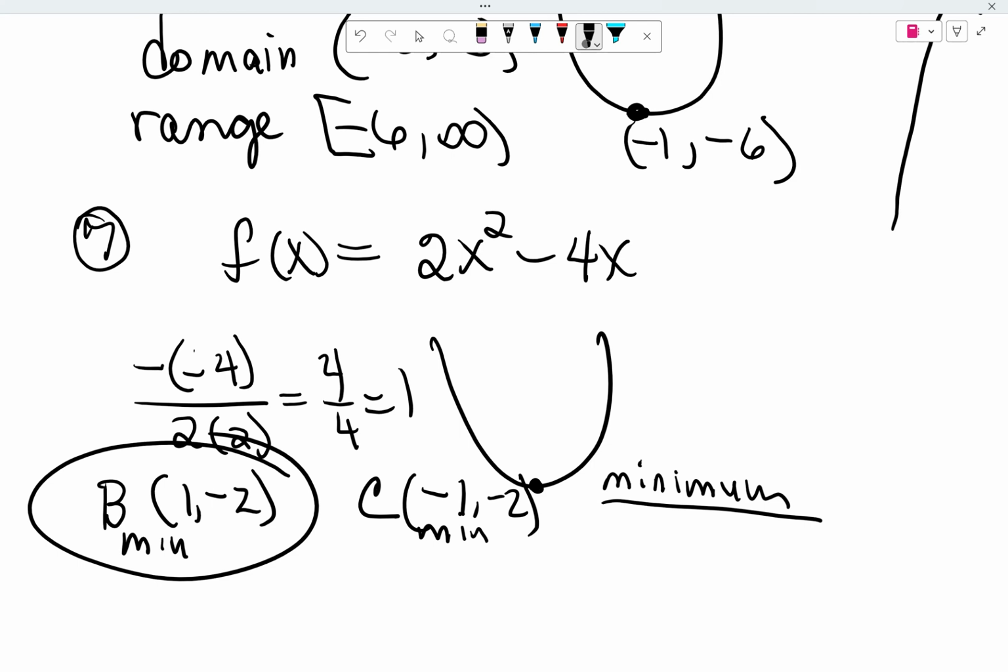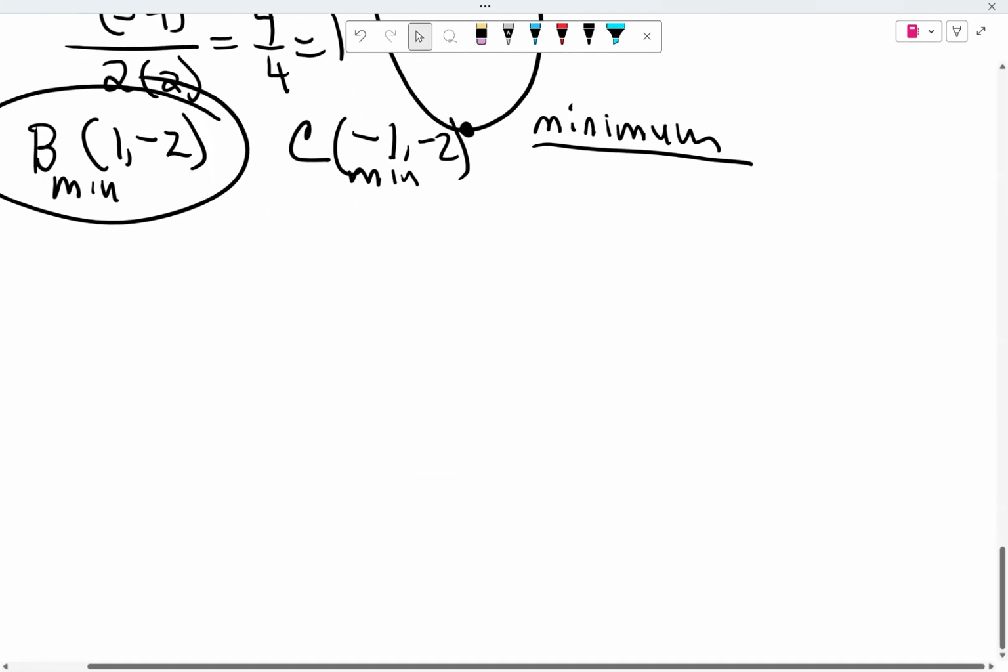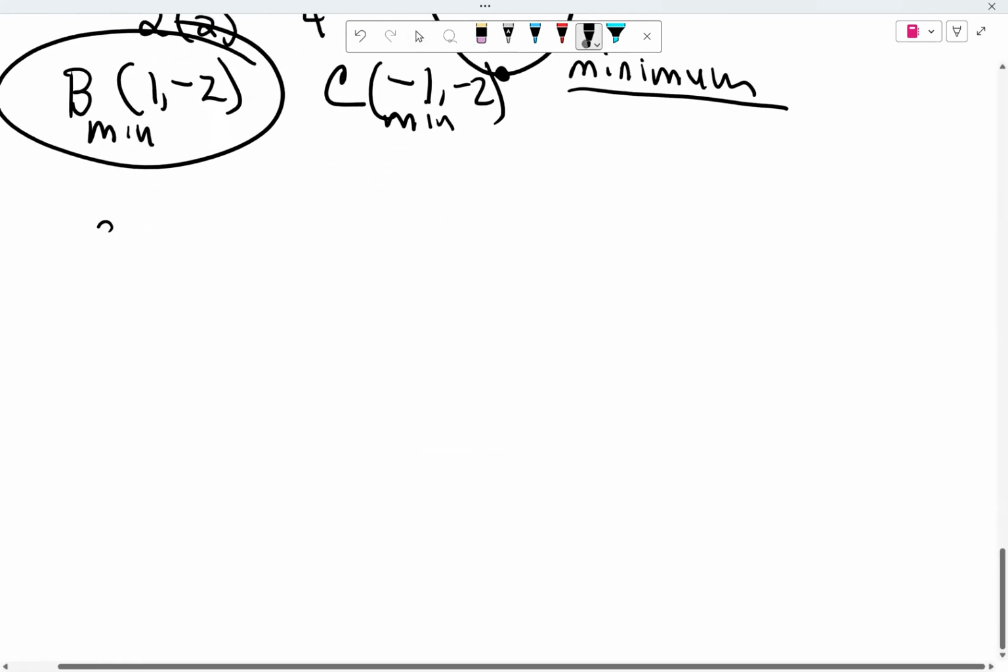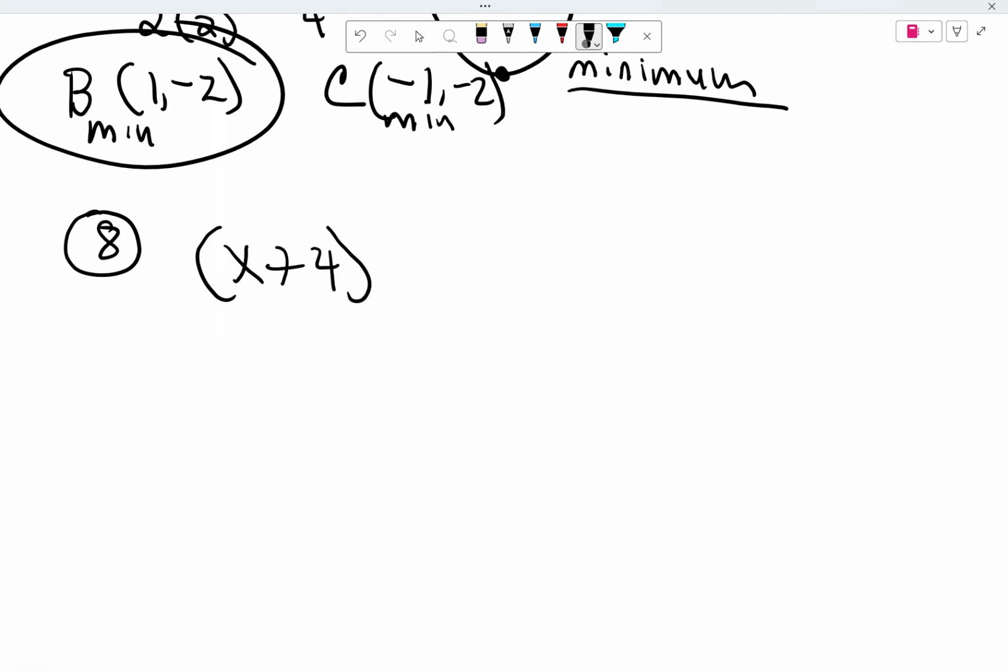All right, number 8. Yay, plenty of time. And I have these recorded anyway, even if we run out of time. Here's number 8. They gave you a factor form: here's x plus 4, here's x plus 3, here's x minus 7.